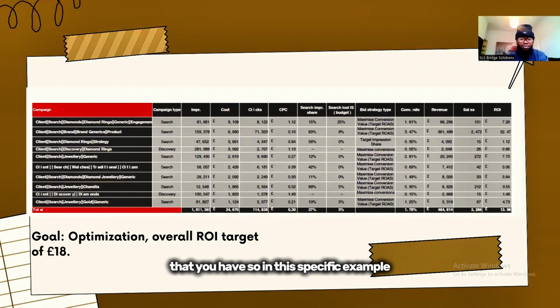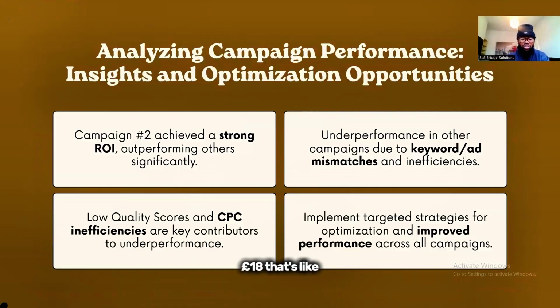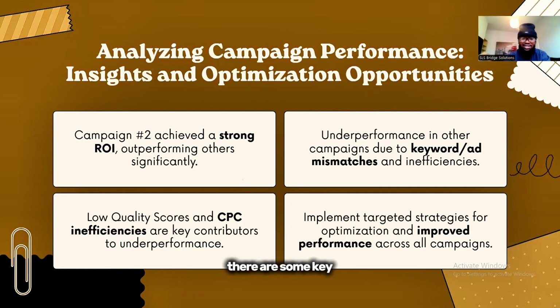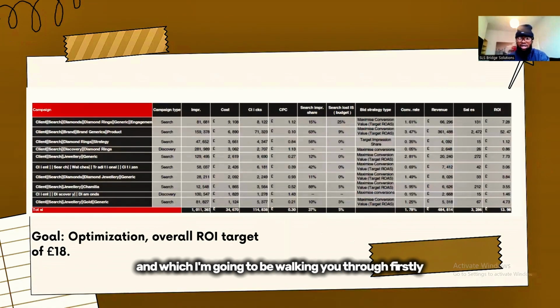In this specific example, we have a series of campaigns by a jewelry brand that we are optimizing towards a specific ROI, which is £18. Currently, the overall ROI is £13, and we are working on optimizing it towards £18. That's like improving the overall business revenue for the brand. To start with analyzing the campaign performance, there are some key insights and optimization opportunities that I'm going to be walking you through.